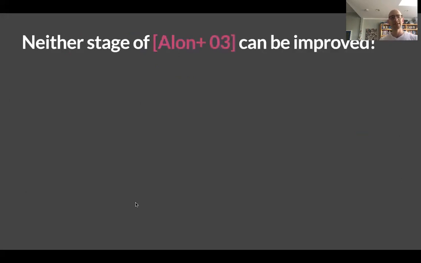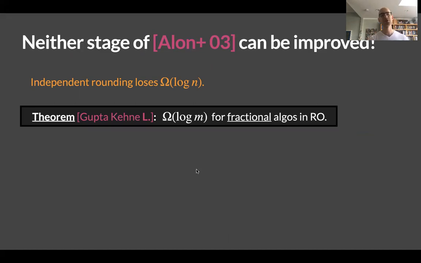So it turns out that neither stage of this Lund algorithm can be improved in random order. There are situations in which independent random rounding necessarily loses a log n. So that part is tight. And we show that actually log m is a lower bound even for fractional algorithms, even in random order. And so you can't hope to independently improve either stage of the analysis.